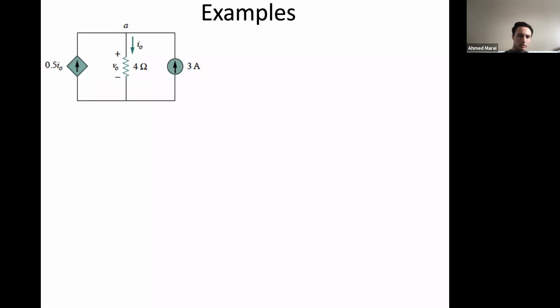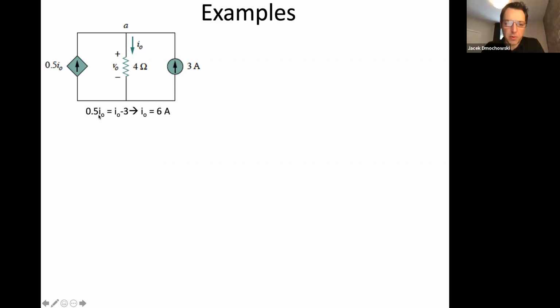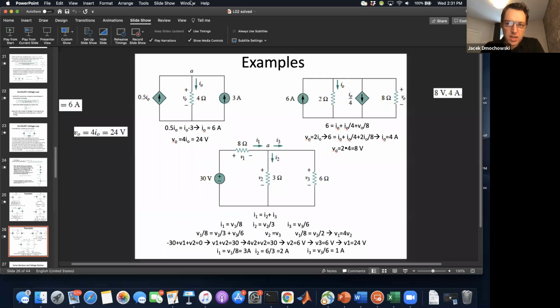Current I naught and 3 amps. So I naught is leaving, 0.5 I naught is arriving, and 3 amps is arriving. And so we have 0.5 I naught. Actually, my solution here, let me annotate this so I don't confuse anyone.